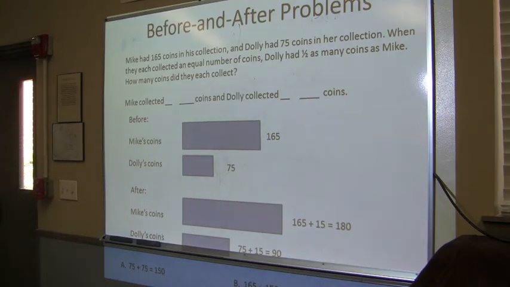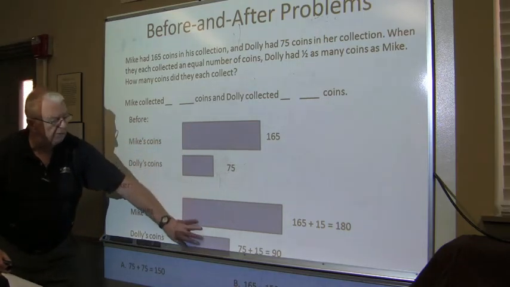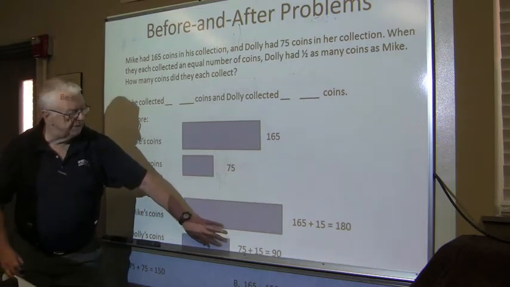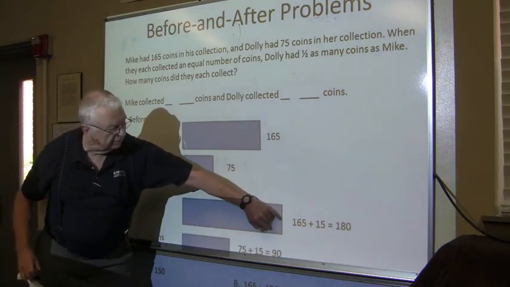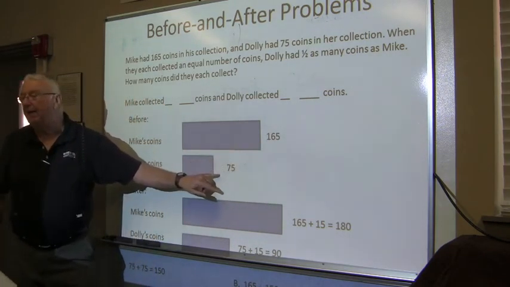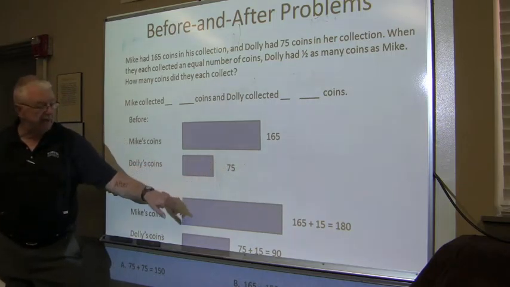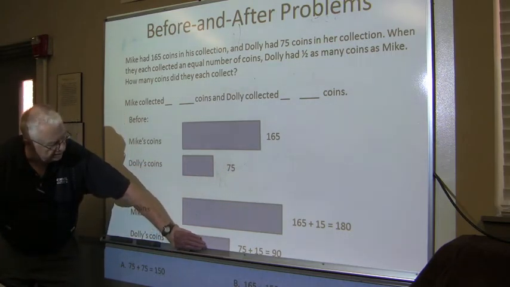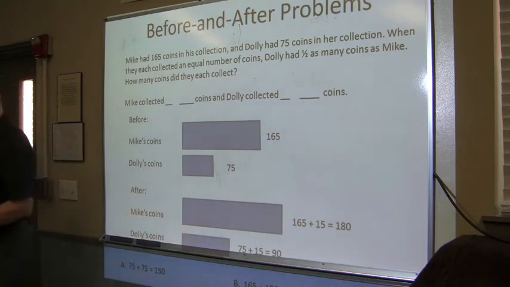Now, this is a little magic. It's not as straightforward as the others. What they basically did in this one is they know this, they don't know that. They know they're going to add an equal amount to 165 and to 75, and once they do that, then this is going to be half of that.